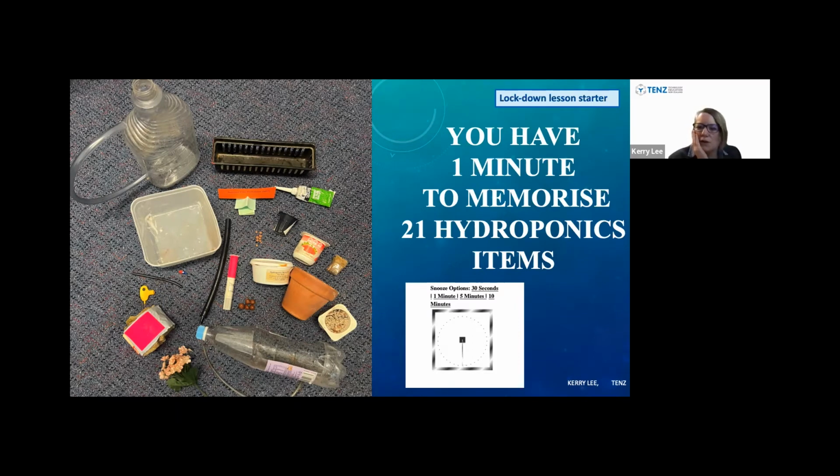And a minute's a long time. Oh, there's also nutrient in there. I forgot to tell you that. That one in the middle is nutrient.